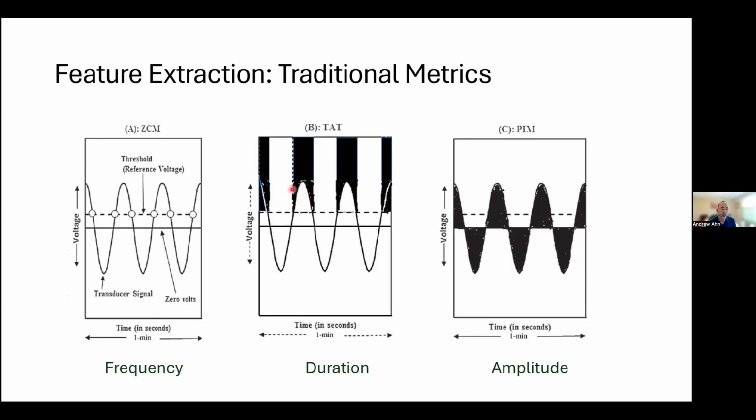And you can see that demarcated by this threshold, and this is the total amount of time that's accumulated regarding the time above threshold. And this gives some information about duration. And finally, we have proportional integration mode, or PIM, which calculates the intensity of movements by integrating the area under the curve. And each of these methods captures different aspects of movements, and this includes the frequency, duration, and amplitude, respectively.